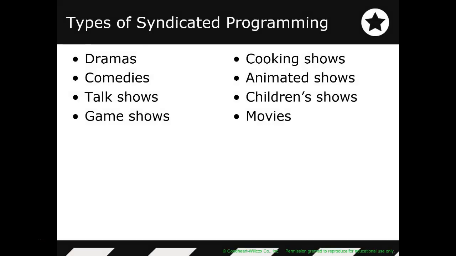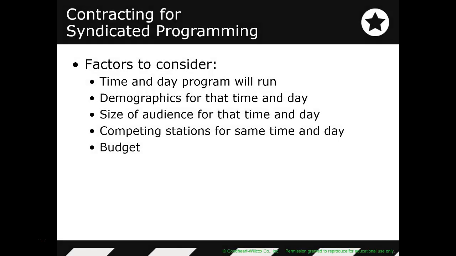So these are dramas, comedies, talk shows, game shows, cooking shows, animated shows, children's shows, movies. These are things that an affiliate will buy and then replay on their station. And remember, an affiliate is a small station. I'm going to skip that one, but know that, again, affiliates are thinking about their demographics and who their audience is.